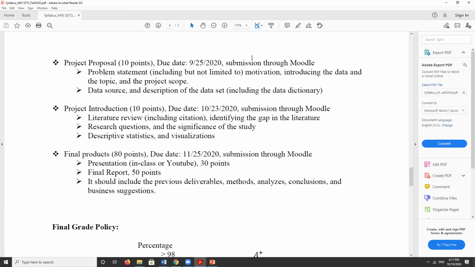Visualizations you can mostly do in Tableau or similar tools. Also, descriptive statistics you can do in Tableau, Excel, or even KNIME helps you do that. So regarding the literature review, you should search for recent papers related to your topic.